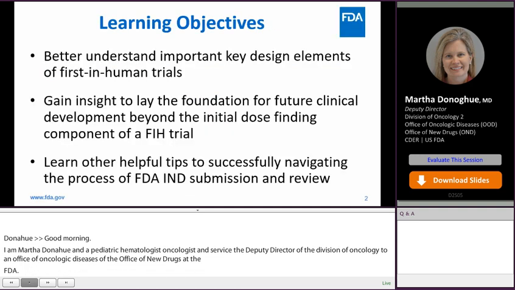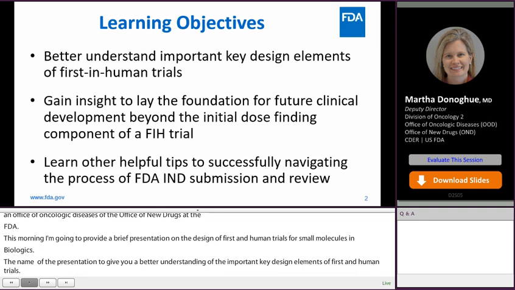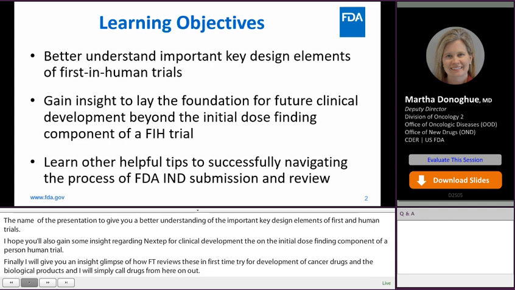The aim of this presentation is to give you a better understanding of the important key design elements of first-in-human trials. I hope you also gain some insight regarding next steps for clinical development beyond the initial dose-finding component of a first-in-human trial. And finally, I will give you an inside glimpse of how the FDA reviews new INDs containing first-in-human trials for the development of cancer drugs and biological products, which I will simply call drugs from here on out, and relay some tips to help you successfully navigate the process for submitting your original IND application for a first-in-human trial and increase your chances of receiving a study may proceed letter the first time around.